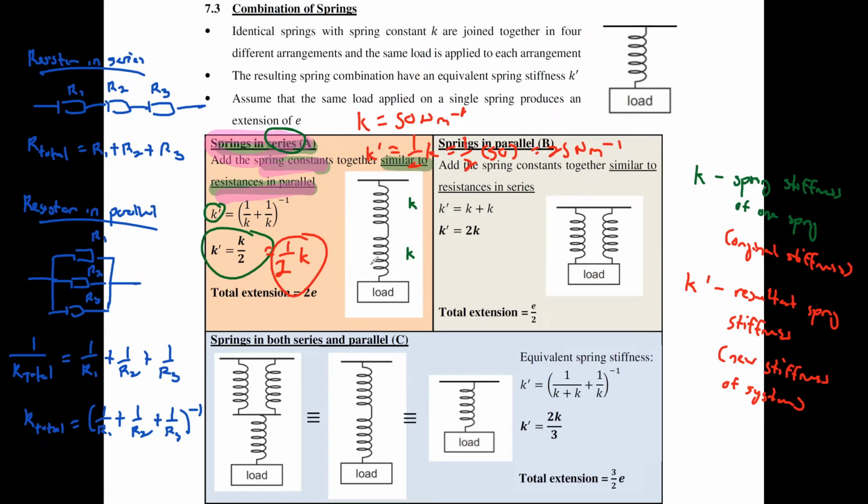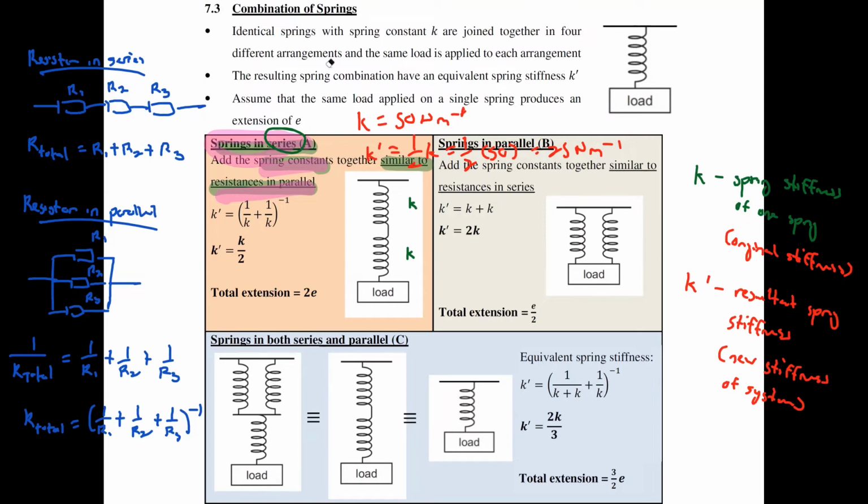Okay, so this would make sense because you know that if you have springs in series, it's easier to deform it, not harder. It's easier for you to pull it apart. This one is telling you that story now. Okay, so your spring stiffness is K over 2, but what about your total extension?